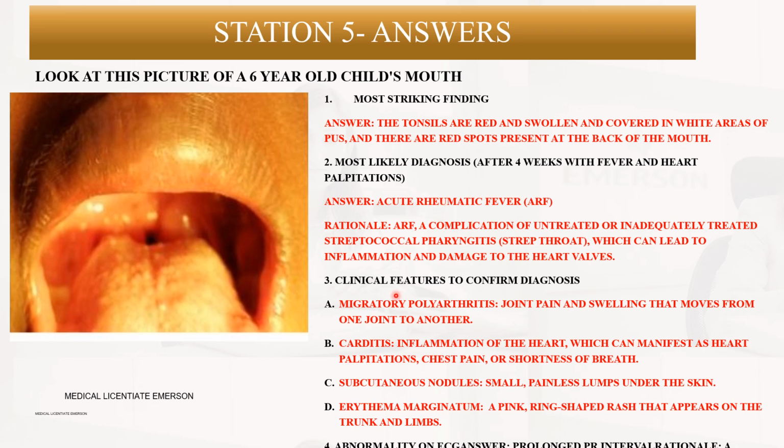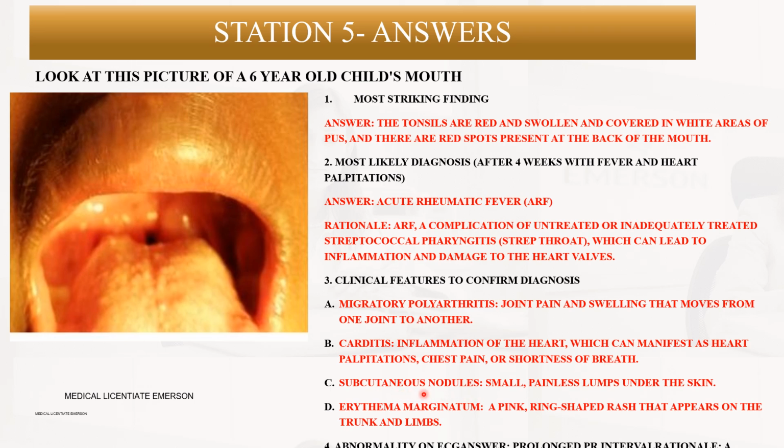Then we are being asked clinical features to confirm this diagnosis. What are the clinical features to confirm this diagnosis? So we are going to go to our criteria now. Okay, so we have a migratory polyarthritis, which of course means the child is going to have joint pain and swelling that moves from one joint to another. Then there is going to be carditis, which is inflammation of the heart, which can manifest as heart palpitations, chest pain, or shortness of breath.